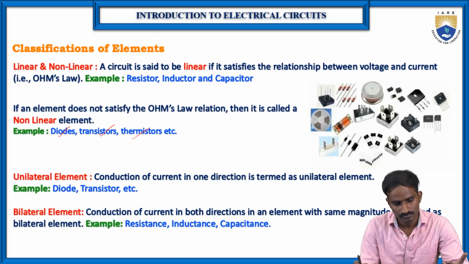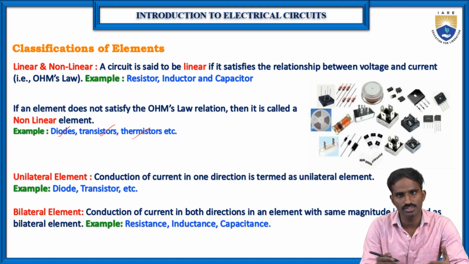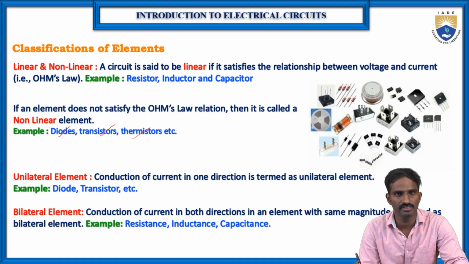Then coming to the bilateral elements, it is the opposite, because it is the conduction of the current in both directions in an element with the same magnitude. Again, the magnitude should not be different. The conduction of the current in both directions in an element with the same magnitude is termed a bilateral element, and the best examples again are the resistor, inductance, and the capacitance.